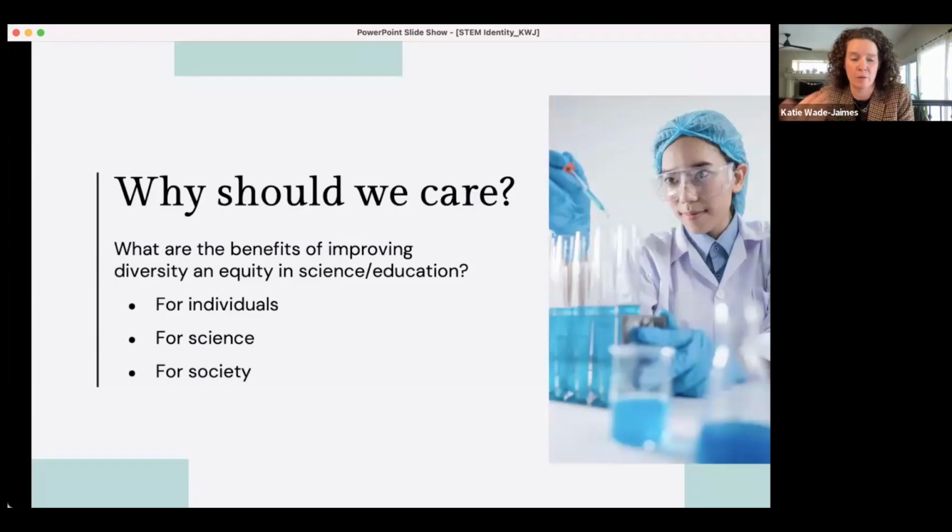Everyone should have access and opportunity to engage in the careers that they want to engage in, right? Science itself benefits from diversity and equity of ideas, from increased understanding and different perspectives, and then society as well, for the advancement of society. And if we want people, communities, and individuals to be empowered to improve society, then they need to have access to tools like science and engineering.